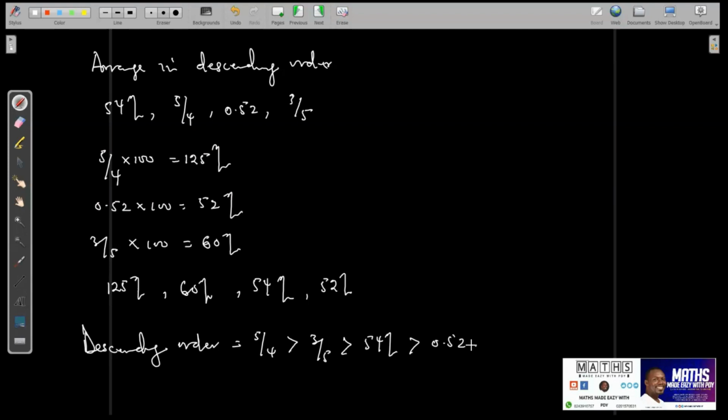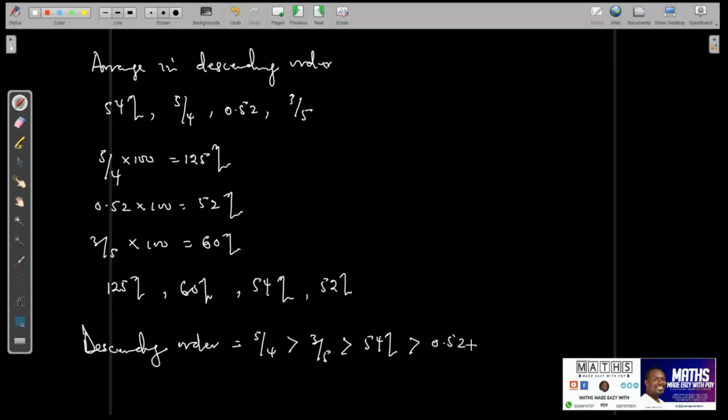Sir, is it always that you have to change it to percentage? Can you maybe change all of them into fractions? Okay, that's a good question. Now, it is not always mandated that you write it in percentages. You can actually write them also in fractions before writing the final answer. But I believe that percentages make it very easy, and that is what we are talking about today. That's why I limited myself to percentages.